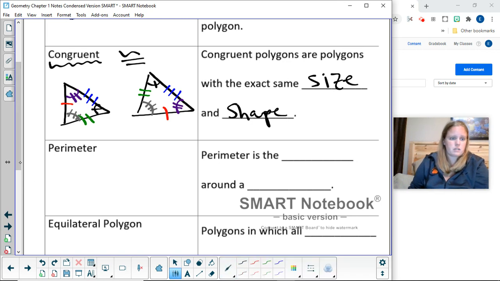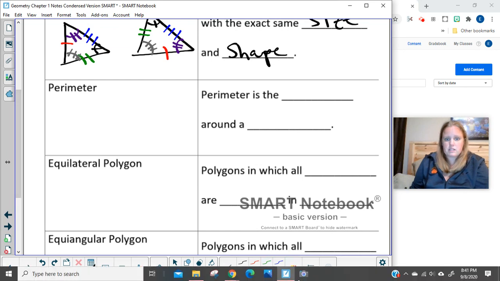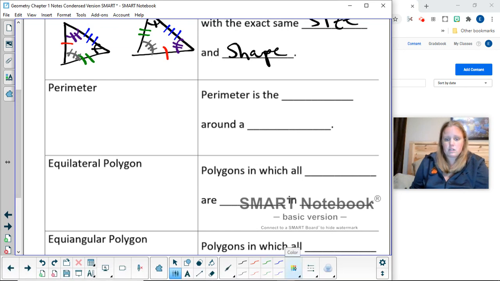All right, next one, perimeter. Perimeter is the distance around a figure, a polygon, a shape. Some people call it the length around it because we're looking for the total length or all the side lengths. So perimeter is the distance around a polygon.